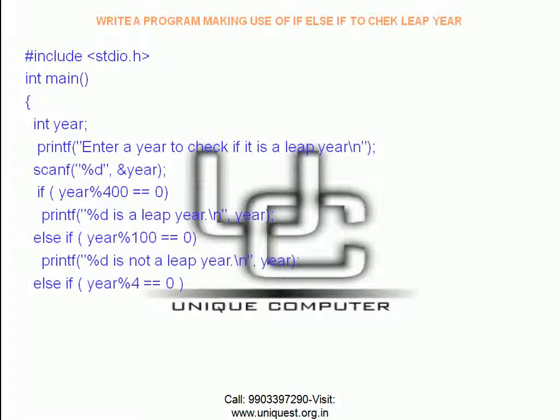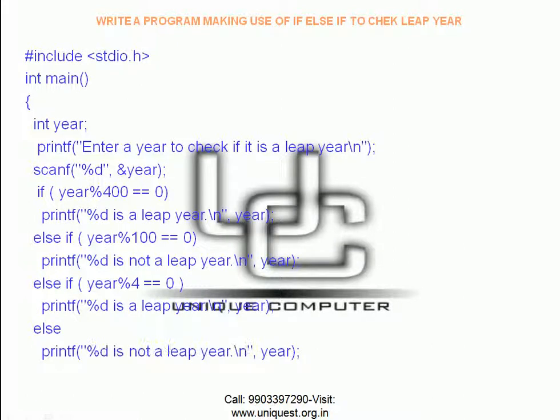In comparison to the last program, we are now finding that the two else if statements have been used in this program. If the year modulus 4 equals 0, then we will say that the year is a leap year. Finally, if none of the above conditions is found to be true, then we will go directly to the else part, which will tell us the year is not a leap year.